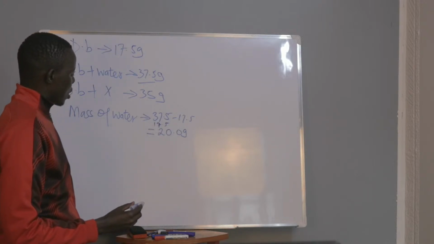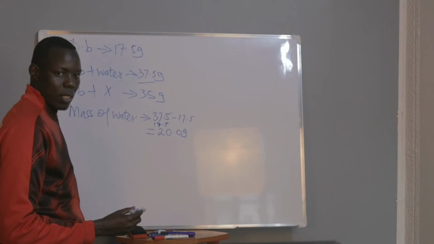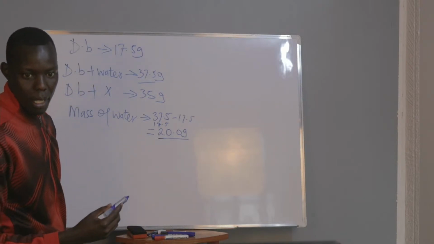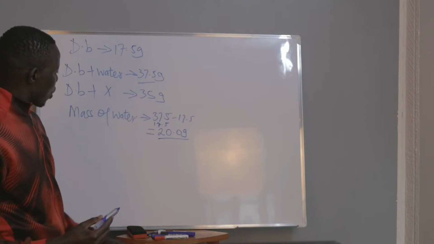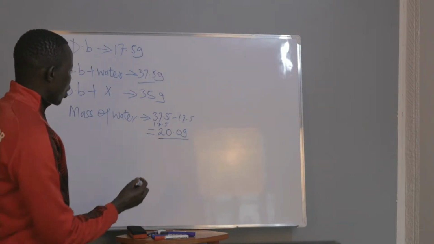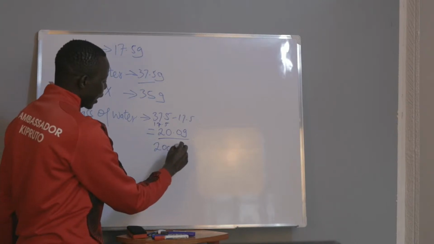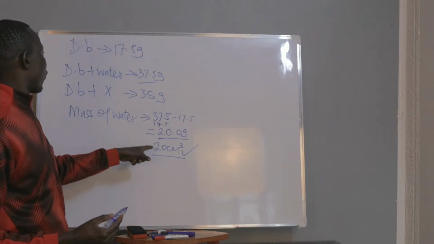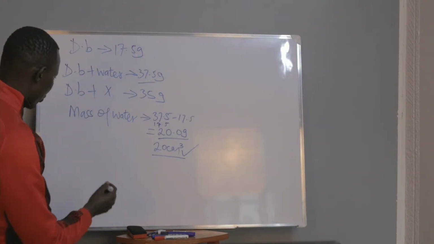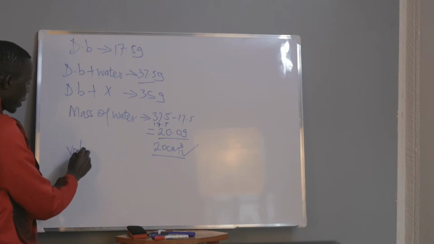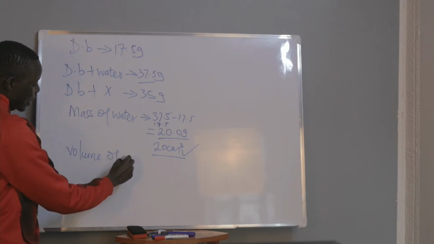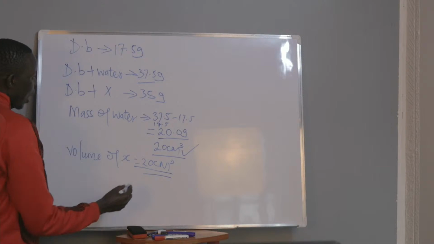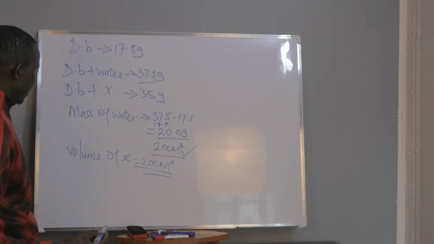Go back one. That is 20 grams. So the mass of water is 20 grams, which is also the volume of water that fills the density bottle, which is also the volume of the density bottle, which is also the volume of liquid X. So, in summary, the volume of X is 20 centimeters cubic. What about the mass of liquid X?